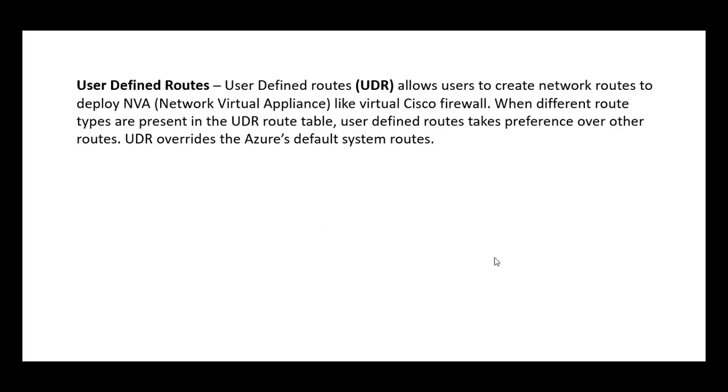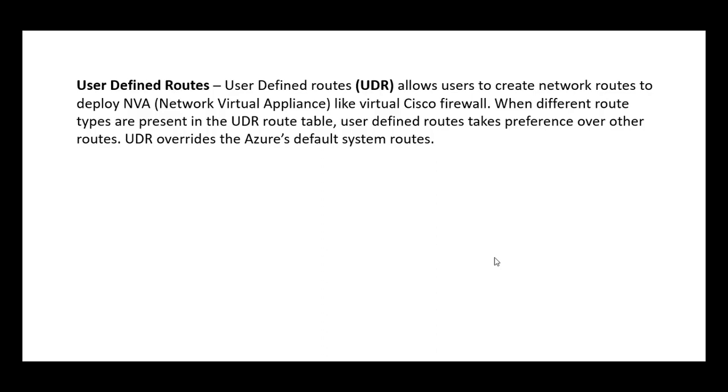Azure User Defined Routes allows you to create network routes to deploy an NVA, which is a Network Virtual Appliance, and you can use this to deploy a custom firewall. If you want to deploy a Cisco firewall or a Checkpoint firewall in an Azure network, you can deploy it using the Azure Marketplace.